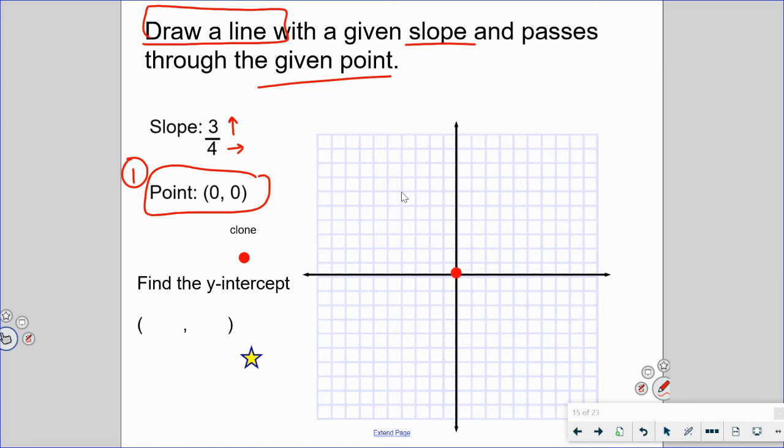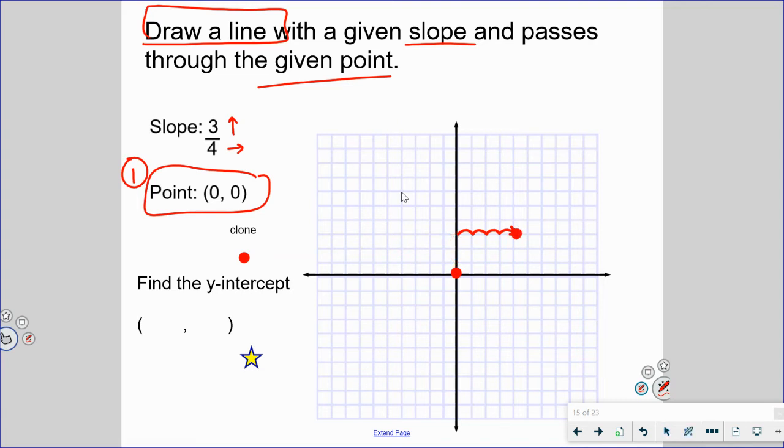I'm going to put a little disappearing ink in here, and then I'll plot my next point. This says a rise of 3, so I'm going to count up 1, up 2, up 3. It is positive. A run of 4 goes to the right. 1, 2, 3, and 4. And so our new point will be right here.